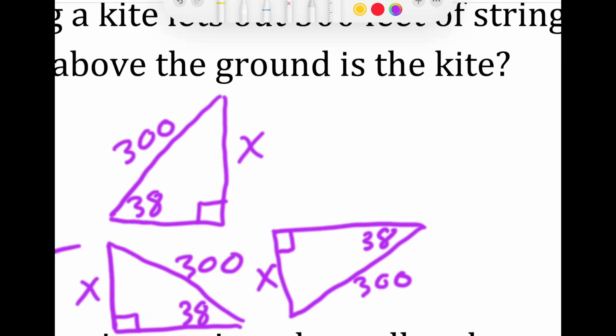I'm going to use the first one I drew. So the angle indicated is going to tell me what kind of sides I have. So I have my opposite side, and I have my hypotenuse.